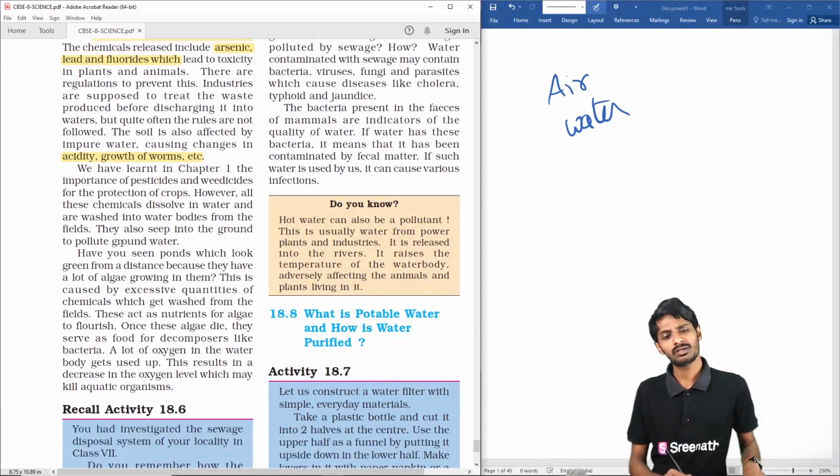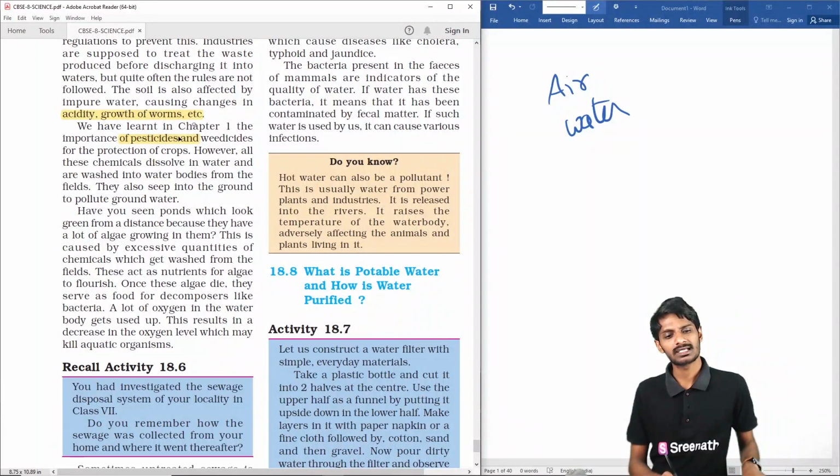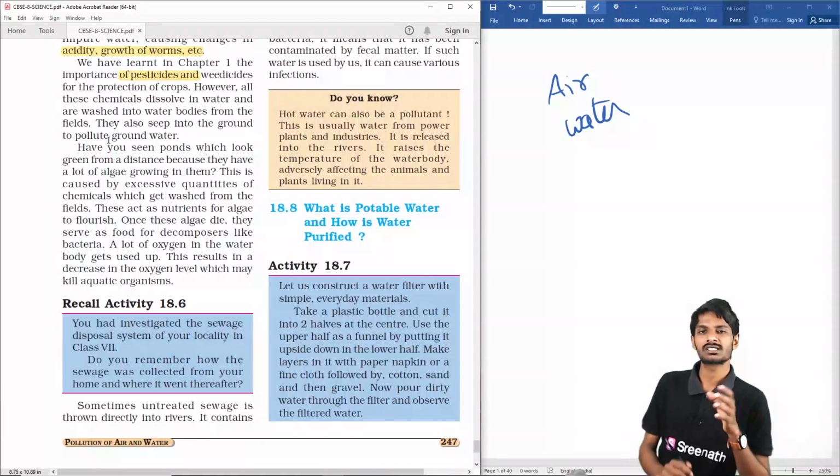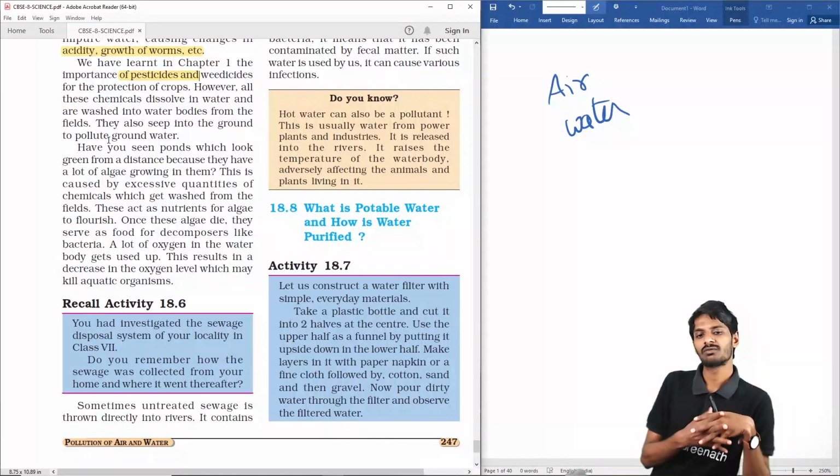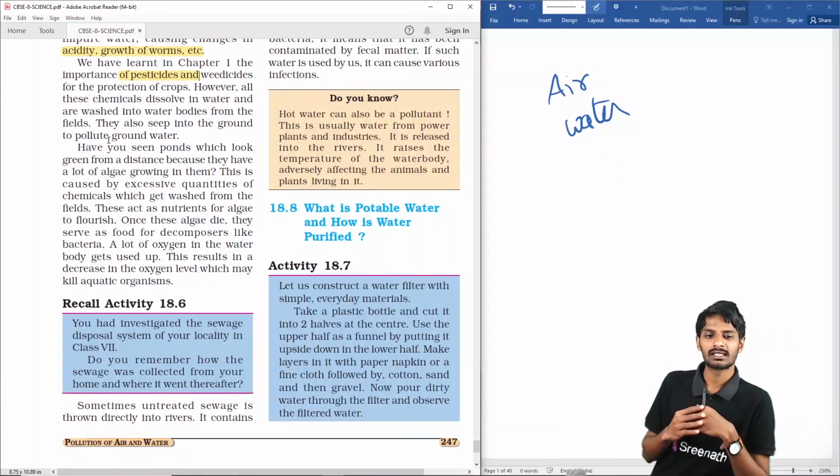We have discussed the importance of pesticides for crops. At the same time, pesticides dissolve in water and flow with the water, and the water becomes polluted. Even though it enters the ground, the groundwater will also be polluted, students. Sometimes you see some ponds looking green when seen from a long distance.